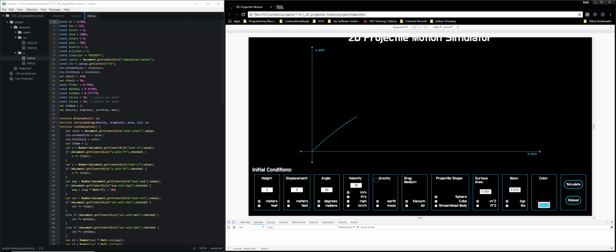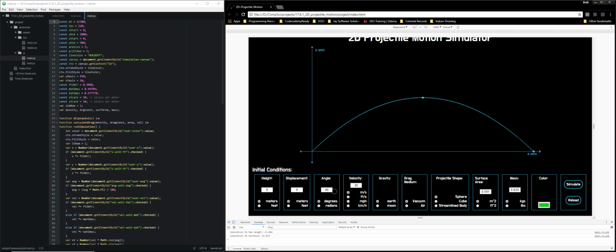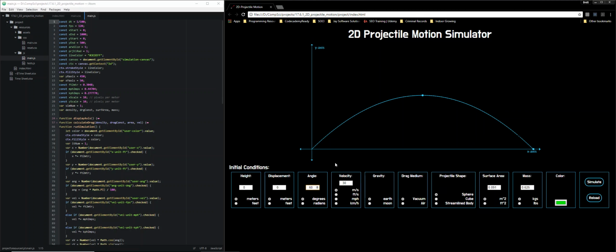So here we'll run our initial simulation again at 45 degrees. And now we're going to change the color to a green. And we're going to change our angle to 60 degrees. And what we're going to expect when I hit simulate is it should go higher. The maximum height should be greater, but the displacement should be less than it was in our 45 degree trial. So let's see what we get. So our maximum height was definitely higher, and our displacement was lower. So that's exactly as we expect.